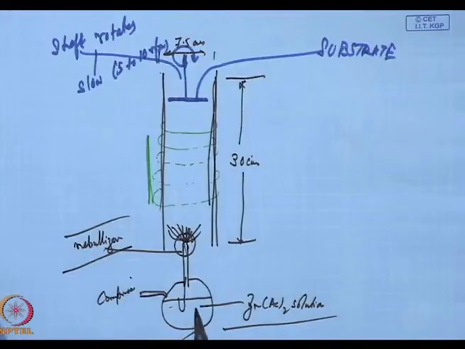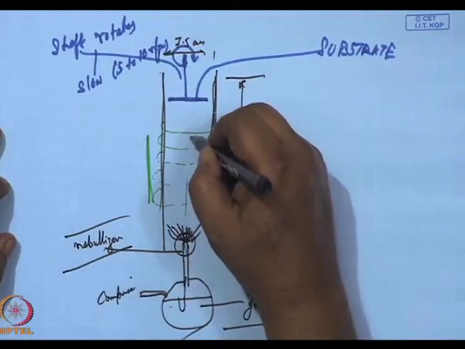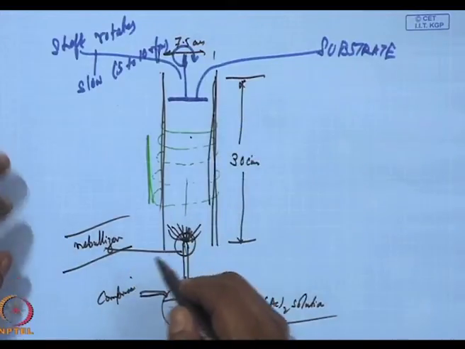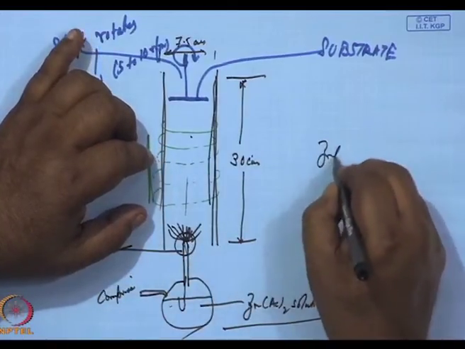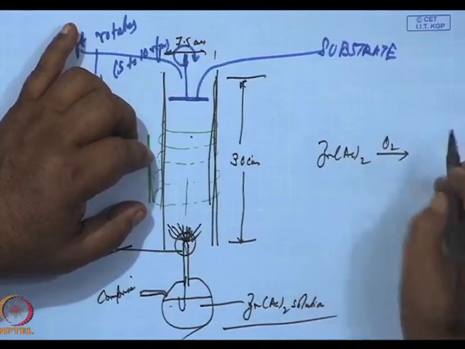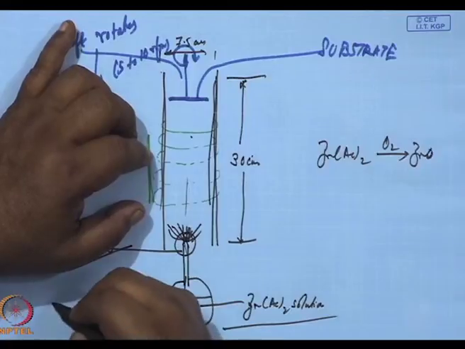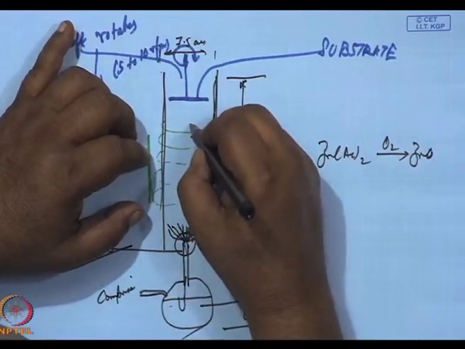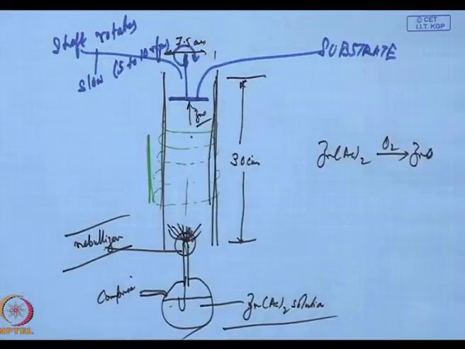What happens to the mist? This mist will travel up. As this mist travels up, the zinc acetate breaks down in presence of air or oxygen to give you zinc oxide. And this zinc oxide deposits here.